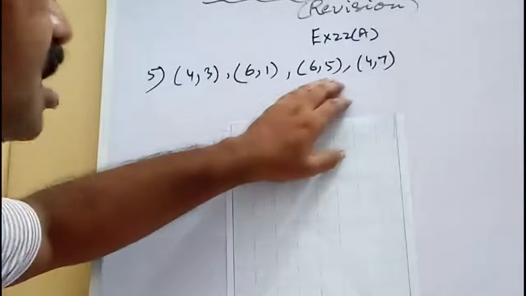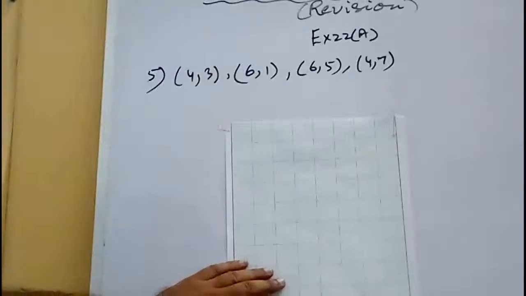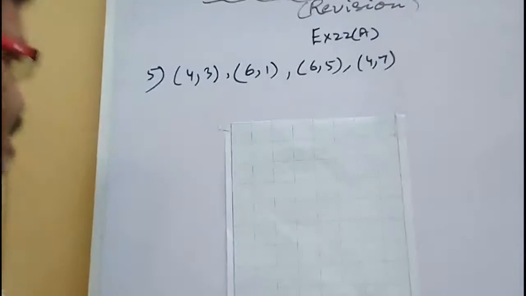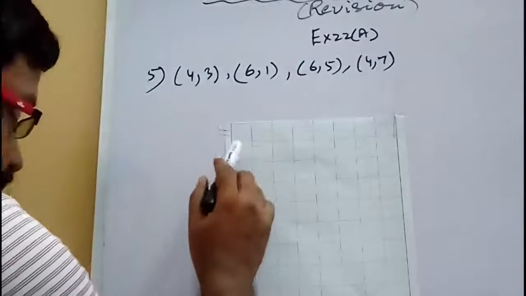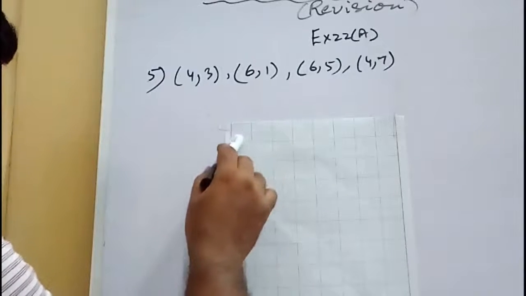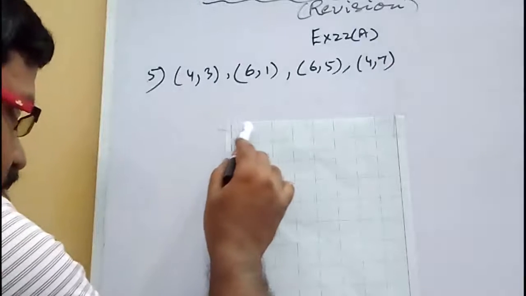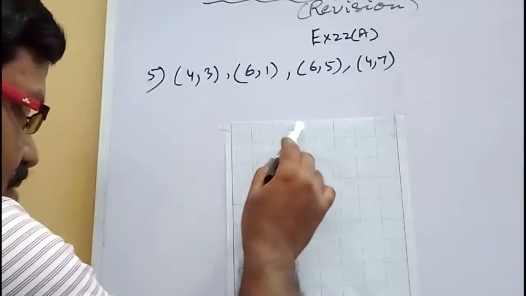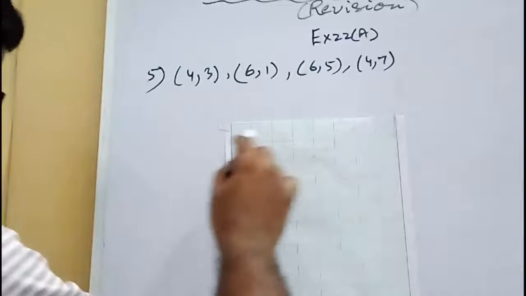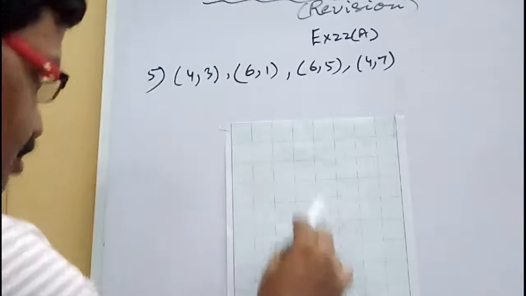Now 4 coordinates are there. You have to plot this one on graph sheet. So this is the graph sheet. So how do you plot it? Look at that one. First there is a small square inside a big square. Inside there are 4 small squares. Count how many? 1, 2, 3, up to 16. That means half is 8.